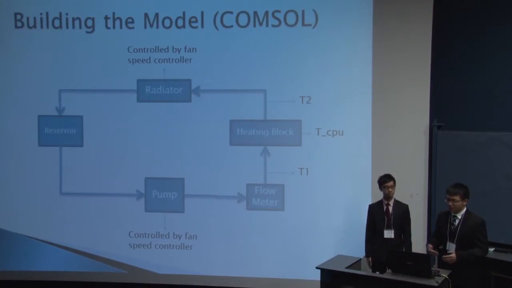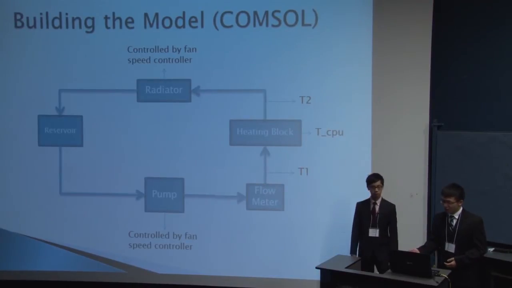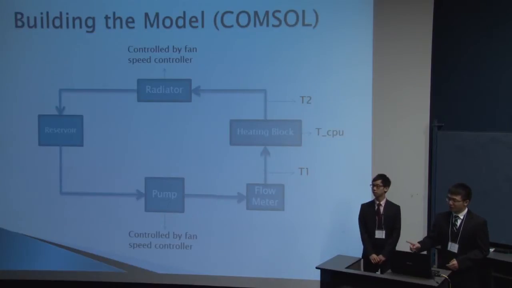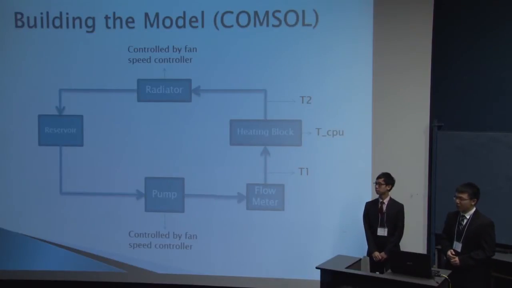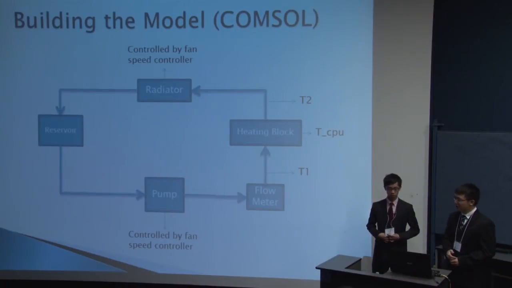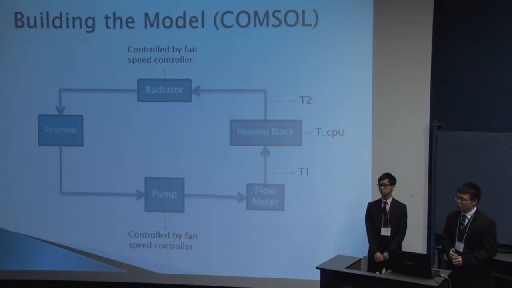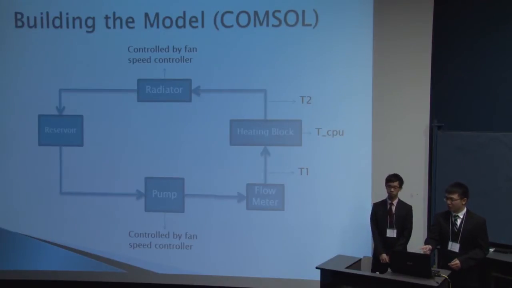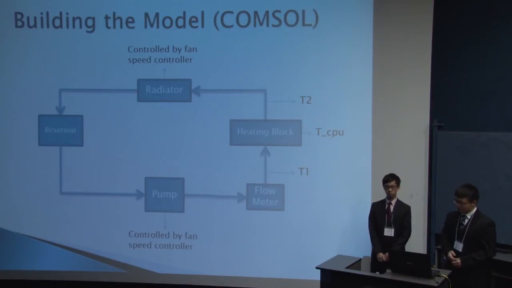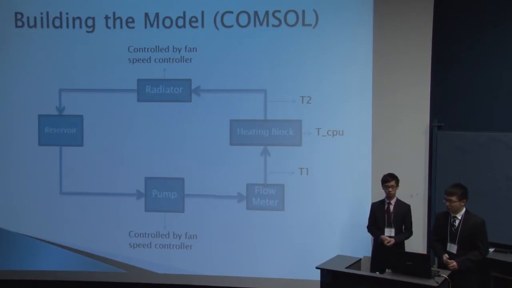So in order to accurately predict what volume fractions of nanoparticles to water we need, we need to build a COMSOL model of our entire system. Starting from the pump, this will pump the nanofluid through the flow meter where the flow rate can be measured. It will be pumped into the heating block where the heat transfer from the block to the fluid will occur. Then it goes into the radiator, where the heated nanofluid is cooled using a fan that's attached to the radiator. Finally, the fluid goes back into the reservoir and back into the pump. The temperatures are measured: the input temperature of the heating block, the output, as well as the core temperature of the CPU.